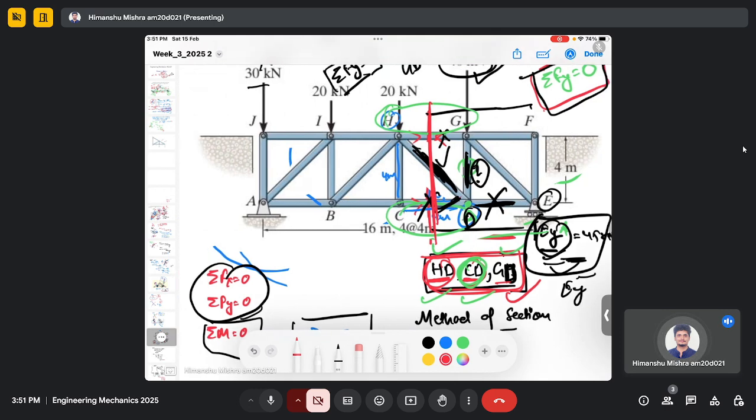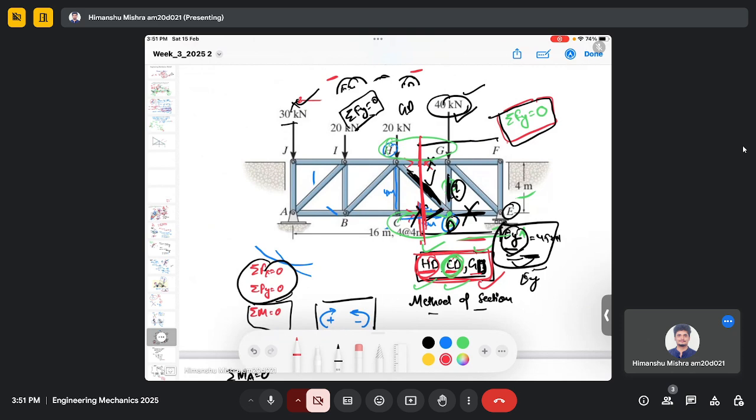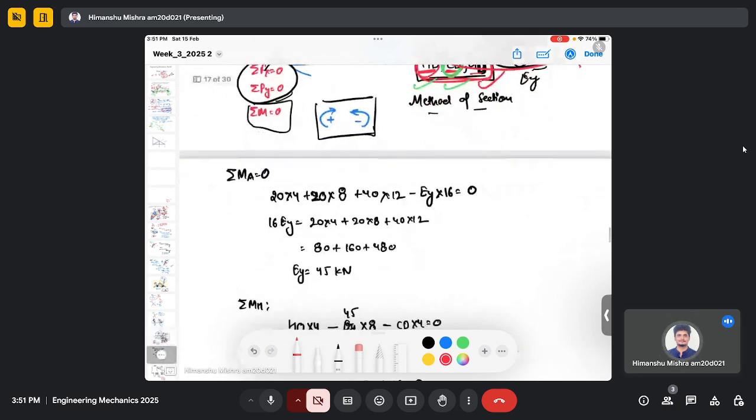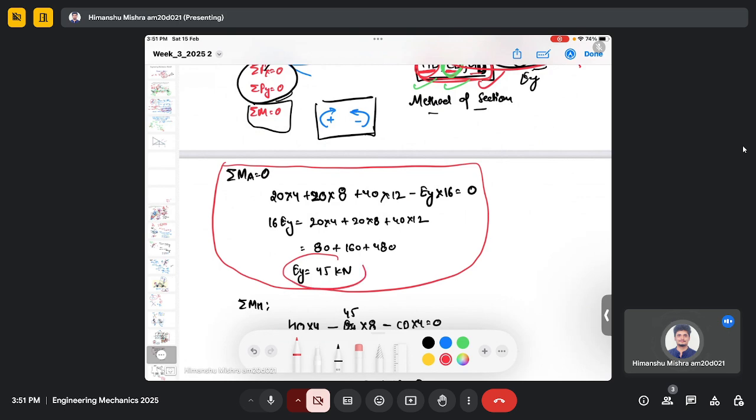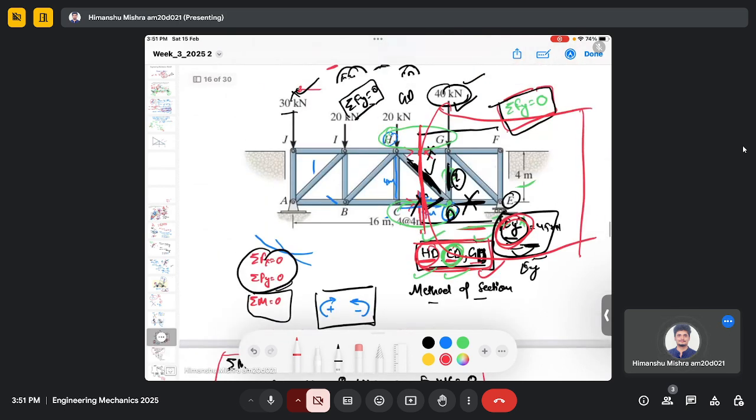So in order to use the moment equation freely, it is convenient to find the reaction force. So I considered analyzing the truss in the right side part. So I actually find the reaction force EY from the moment equation. So I take the moment about point A and calculate the force EY. Once I got EY, then it's up to us how we should calculate the force.